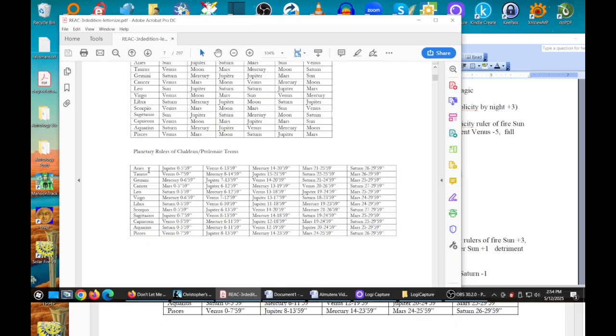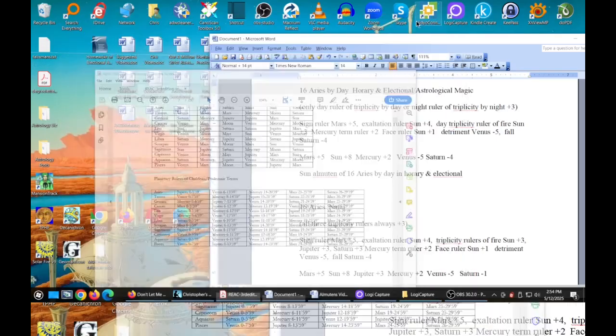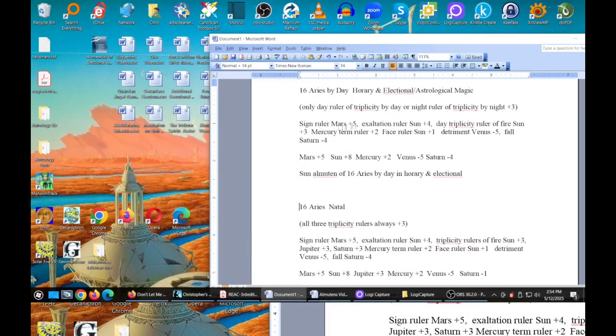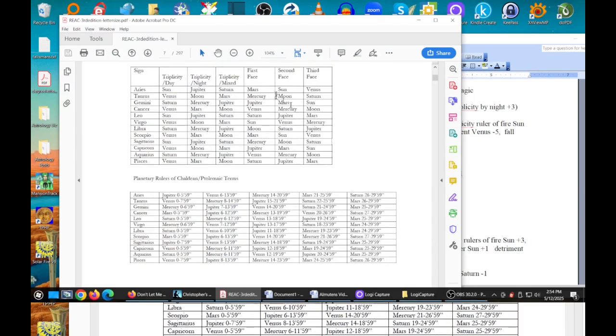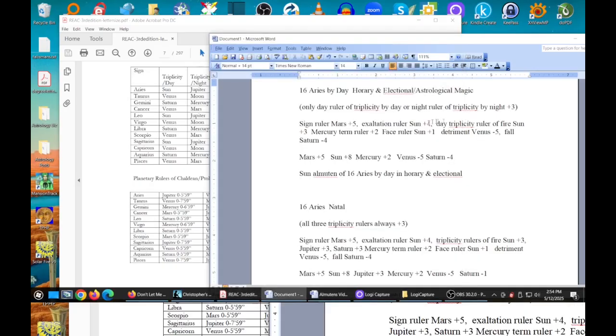Okay, let's look at terms. We've got Aries, and it's 16. So you can see between 14 and 20 is Mercury. So Mercury is the term ruler. Mercury gets +2, and then the face ruler gets +1. 16 Aries is going to be the second face, which is ruled by the Sun. So the Sun gets +1. In detriment, Venus is in detriment in Aries, and Saturn's in fall in Aries. So Venus gets -5, Saturn gets -4.